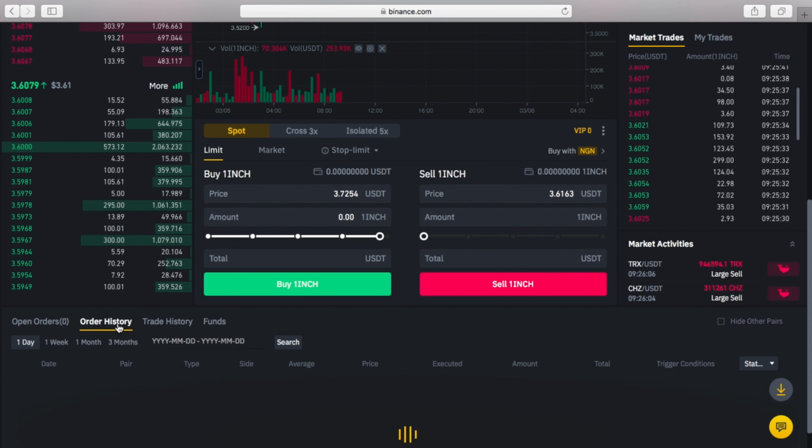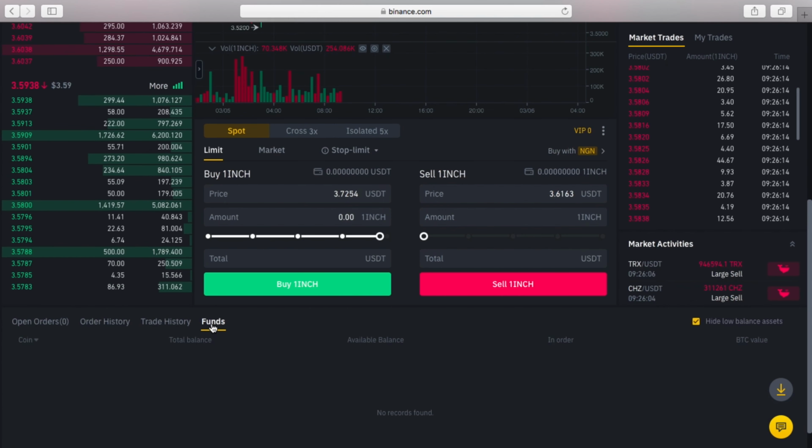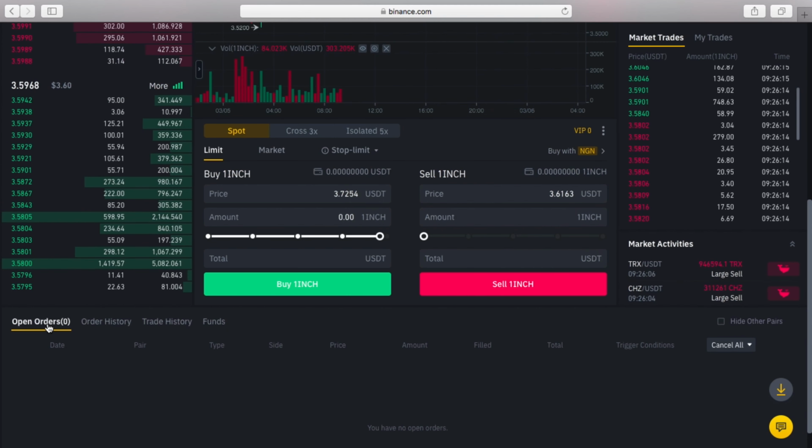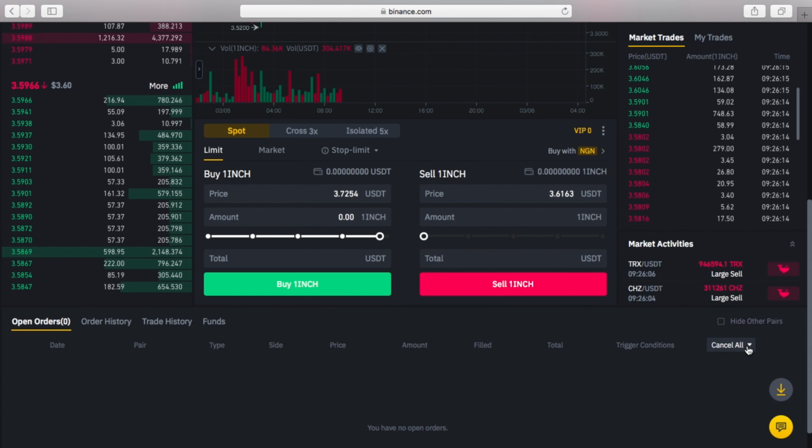Then my order history, this is where I'm going to see every order, purchase and sell I've made, my trade history. This is just what it is. If you want to cancel all orders, you see here, it's self-explanatory. That's why I love the user interface of Binance. It's made everything very, very easy for you.